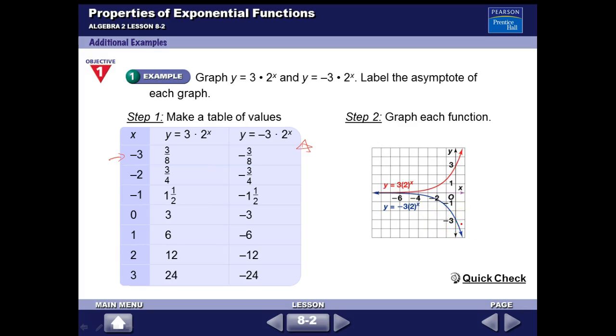Now we've got to find the asymptote. So where do both of these lines approach but never cross? They're approaching right here, and that is at y equals 0. So my asymptote is at y equals 0 for both graphs.